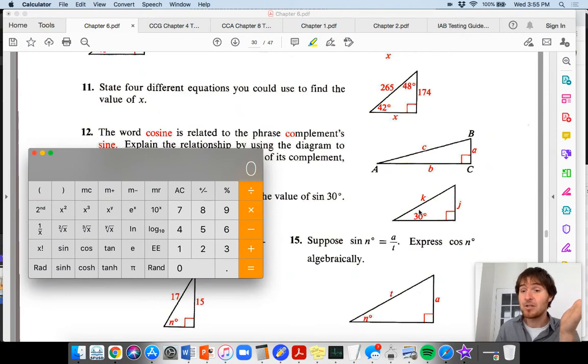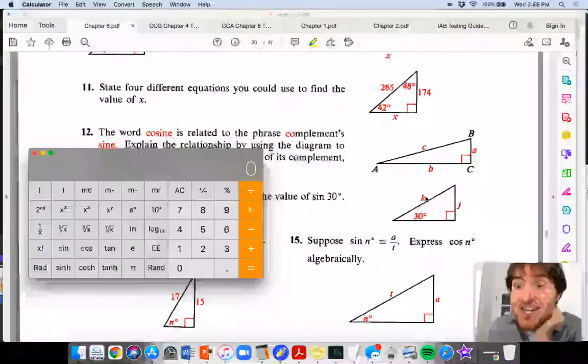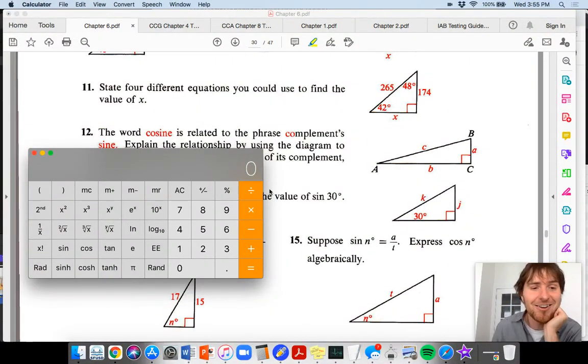Why is that? Explain using this diagram. What do we know about a 30, 60, 90-degree right triangle? Check it out here. We're in degree mode, because it says radian there, no good. We want degree. Assume we're in degree mode.